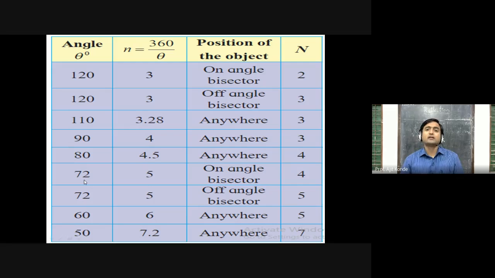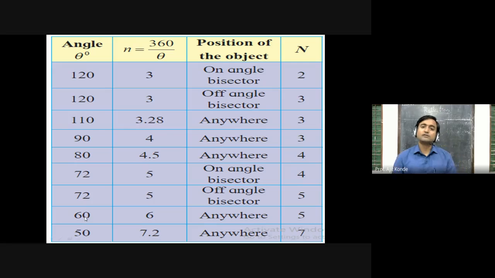72 डिग्रीज है तो क्या होगा? 360 डिवाइडेड बाय 72, आंसर कम्स टू बी 5. अब 5 आंसर आने के बाद ऑड आ गया, तो ऑड आने के बाद हमको चेक करना पड़ेगा ऑब्जेक्ट एंगल बाइसेक्टर पे है या नहीं है, एंगल बाइसेक्टर ऑफ दीस टू प्लेन मिरर्स. तो अगर वो है तो 1 माइनस करेंगे, आंसर कम्स टू बी 4. और वो ऑफ एंगल बाइसेक्टर है, मतलब एंगल बाइसेक्टर पे नहीं है, then it will remain as it is, that will be 5.